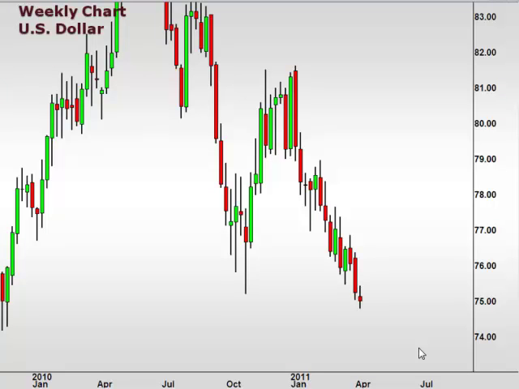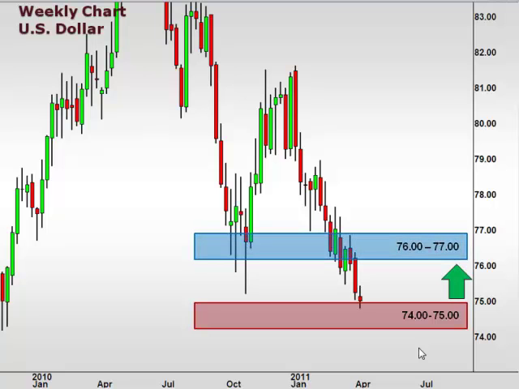Let's take a look at a weekly chart of the U.S. dollar index. This is a great way to gain perspective as to how the dollar has been trading against a basket of currencies. Well, the dollar index held the 75 level as support last week, despite slipping below for a couple of days. Now, a bounce could retrace up into the 76-77 focal zone. However, the trend remains to the downside.